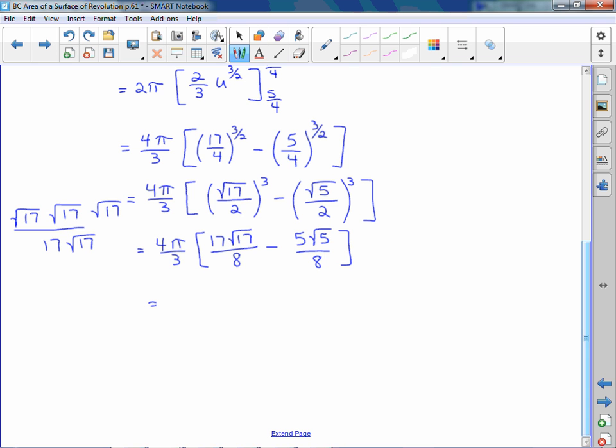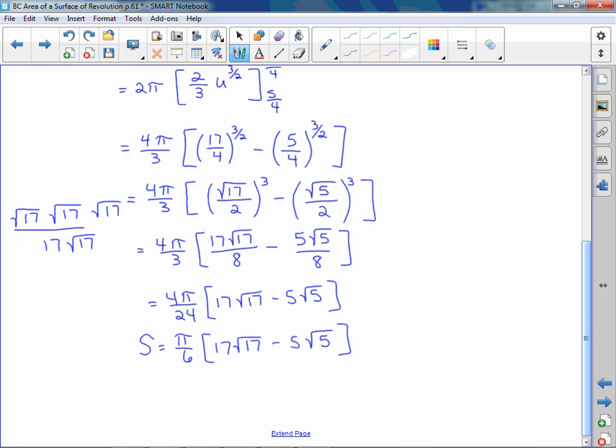So if I factor out, let's see, 4 pi, bringing the 8 out, 3 times 8 is 24. And now I have 17 square root of 17 minus 5 square root of 5. And then one last thing that I want to do is simplify the 4 over 24. And that's going to become pi over 6. And then leave everything else alone. There's our surface area.